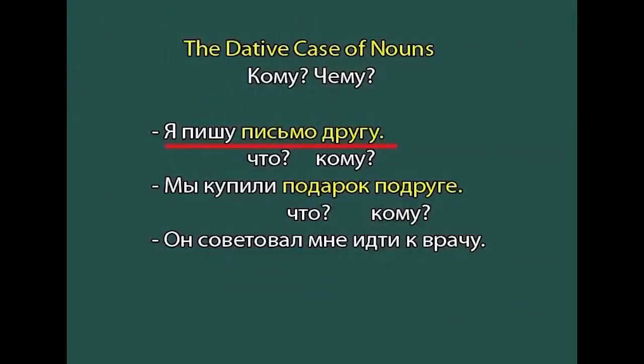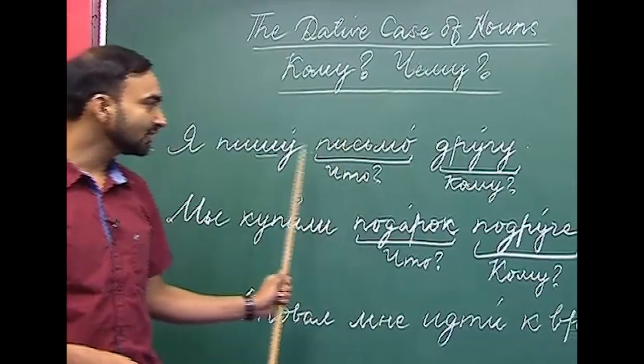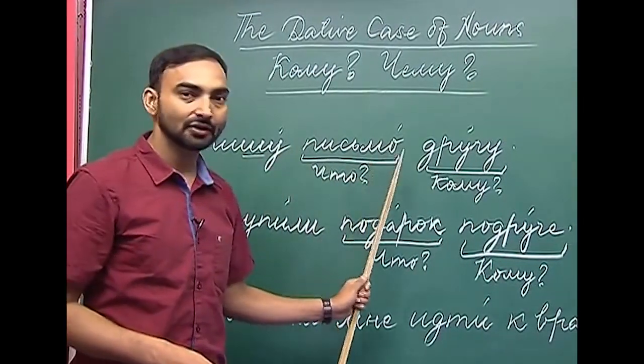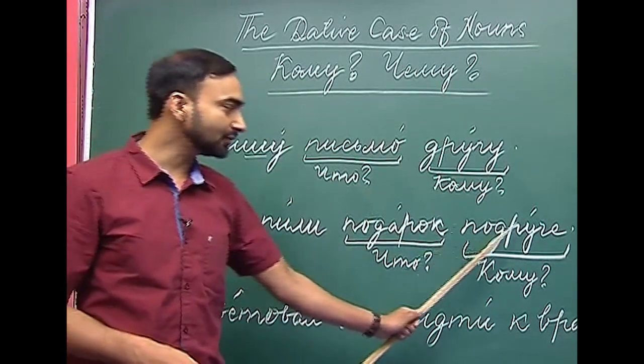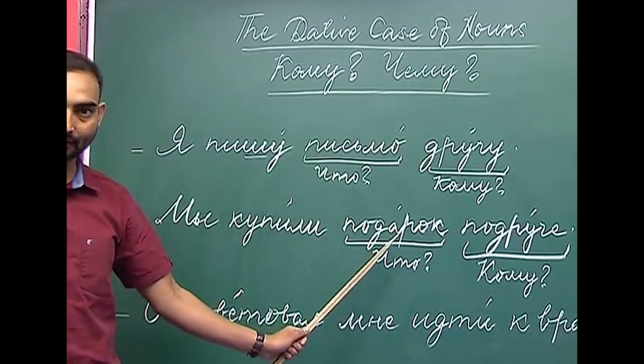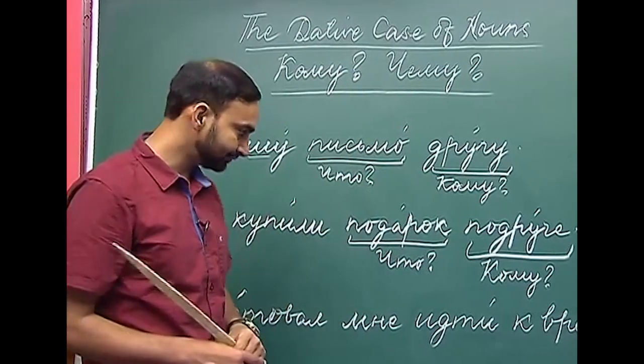They are also defined as the recipient of the direct objects. For example, ya pishu pismo. So, this drug is the recipient of pismo. The same way padruga is the recipient of padarak. So, that is how the indirect objects are also defined.